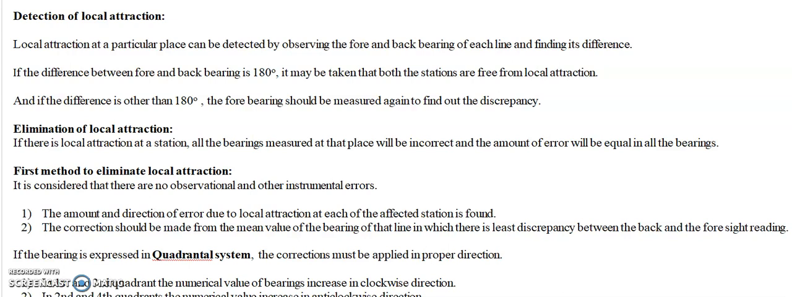Now, to eliminate this local attraction, there are two methods. We will study both the methods. But again, if there is a local attraction at a station, all the bearings measured at that place will be incorrect, and the amount of error will be equal in all the bearings. This statement is true in any method of elimination. So, if there is a local attraction at one station, all the bearings measured at that point will have error, and it will be equal in all the bearings.